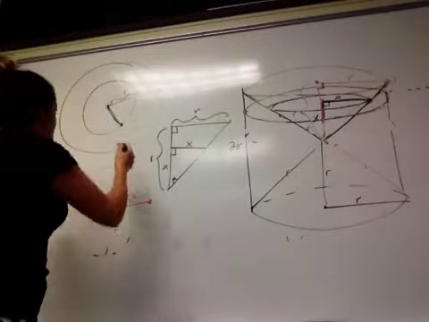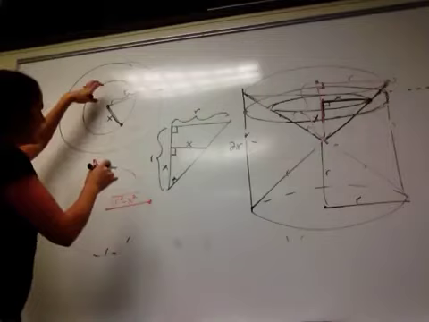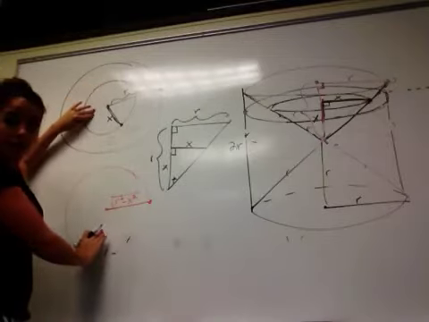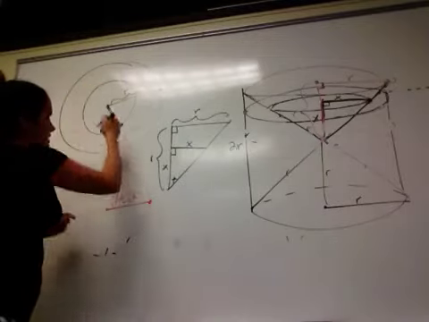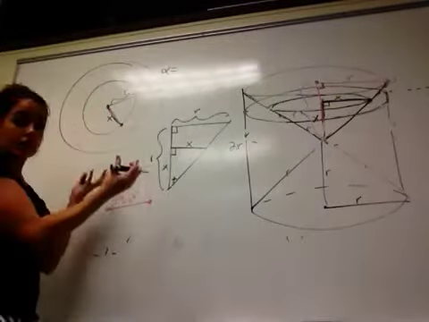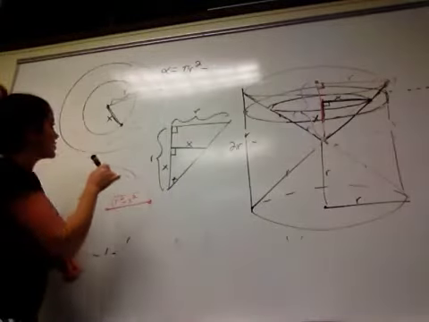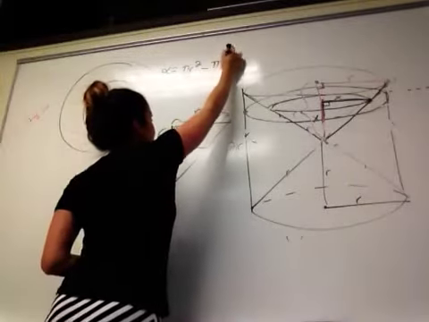And what that's going to let us do is state that this piece is x. So now, we have our radii for both of these. So what are our areas? So the area here is going to be the area of the big circle, which is pi r squared, minus the area of the small circle, which is pi x squared.